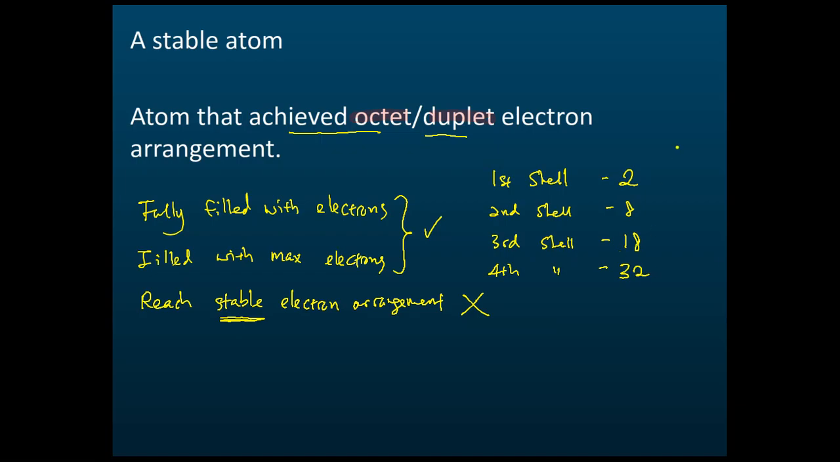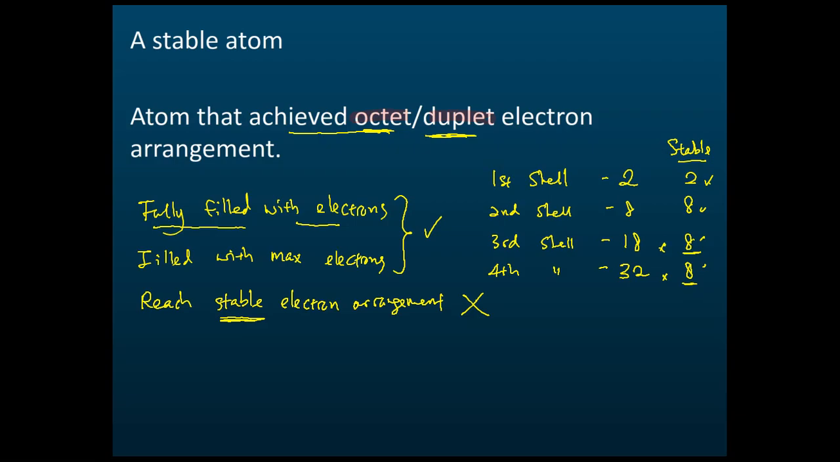But it will be stable if the first shell is filled with 2 electrons, the second shell filled with 8 electrons, the third shell filled with 8 electrons, and the fourth shell filled with 8 electrons. When it is filled with 2 electrons, we call that a duplet. When it is filled with 8 electrons, we say it is an octet. So if you say fully filled with electrons, that's not correct, because the third and the fourth shell are not fully filled. They just achieve octet and they become stable.